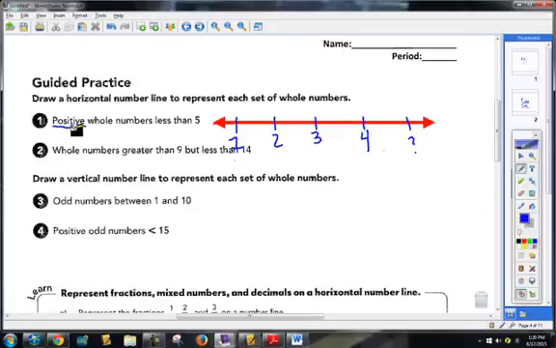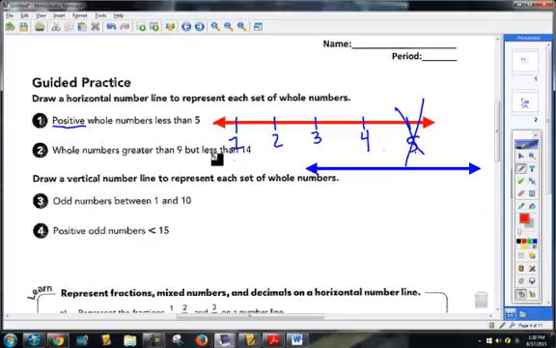Well, if we're only trying to list positive whole numbers less than 5, could we put 5 on there? No, we could not, because 5 is not less than 5. 5 is equal to 5. Okay? All right, let's go ahead and do number 2 here. Okay, here we go.